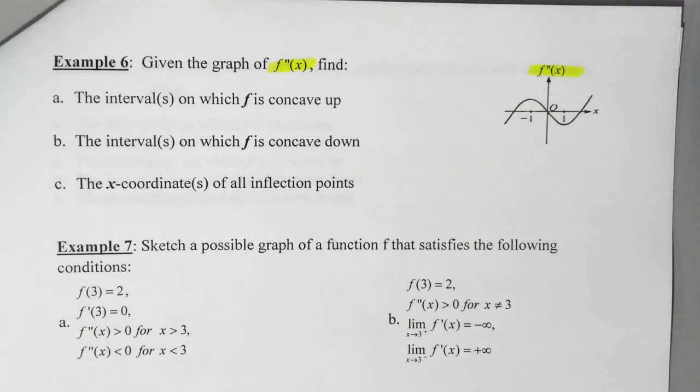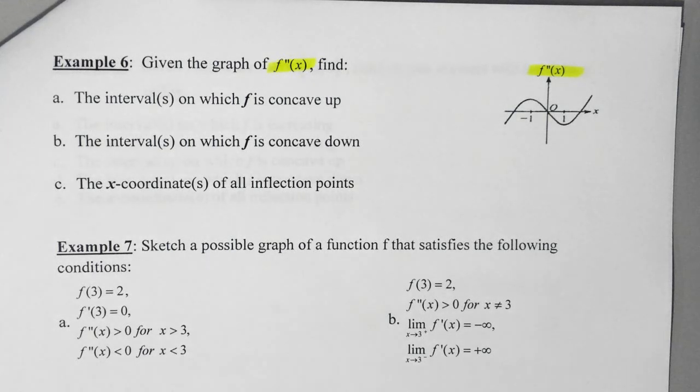So remember with the increasing and decreasing, we had f prime. How did we determine where f was increasing or decreasing given f prime? What did we look at in relation to the graph? Yes, the relationship, where the graph was in relation to the x-axis. Okay, now I have f double prime.